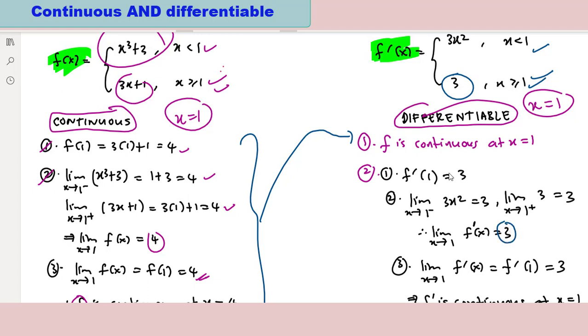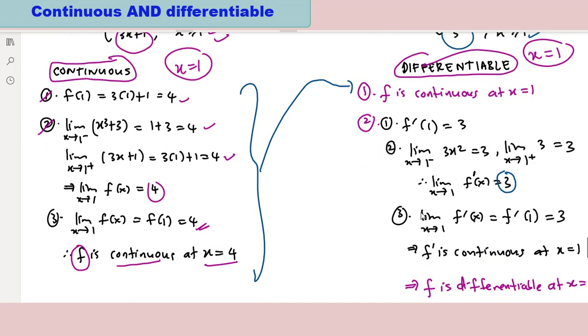And the third step: step 2 equals step 1. The limit of f prime of x as x approaches 1 is equal to f prime of 1, which is equal to 3. Therefore, f prime is continuous at x equals 1. And the conclusion: f is differentiable at x equals 1.